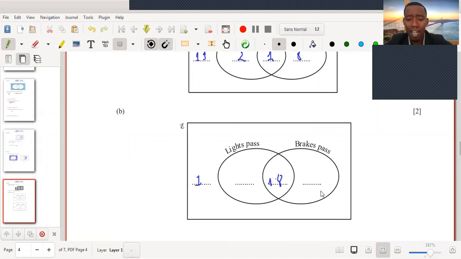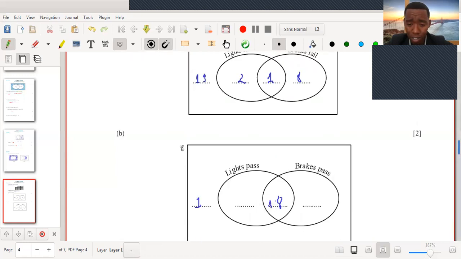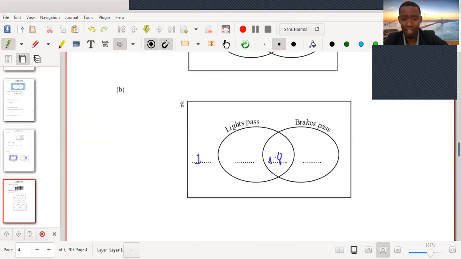So they are 18. And then how many light pass only? Because I know in the light pass test I have 27, the whole of it is 27, everything, that means here and here. So I take 27 minus 18 to get the number here. When I take 27 minus 18, I'll get 9 here. So I have 9.